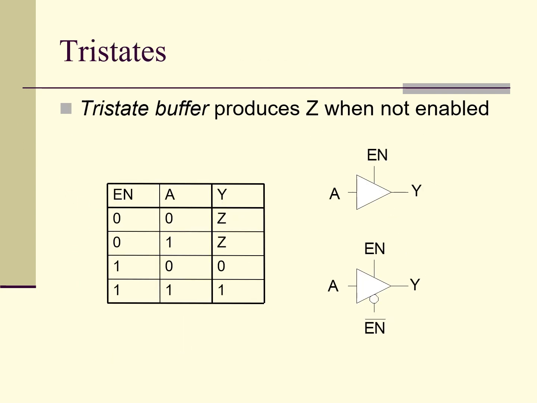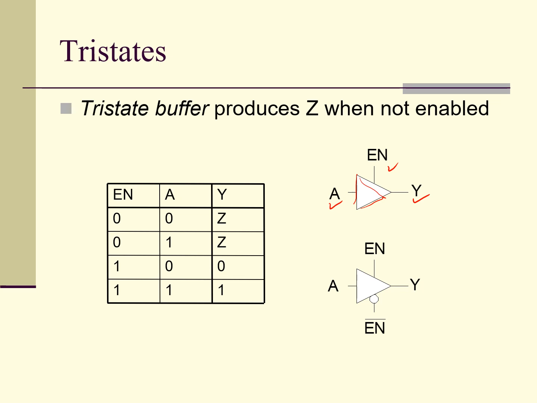This is a three-state buffer. This is a buffer with three states: input A, output Y, and an enable input. So what will a three-state buffer do? It actually produces Z, floating, when not enabled.